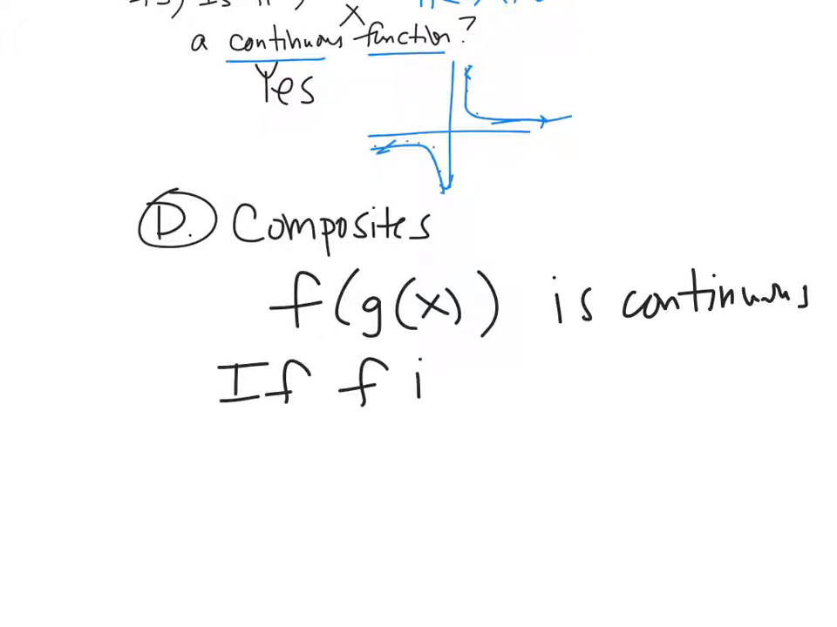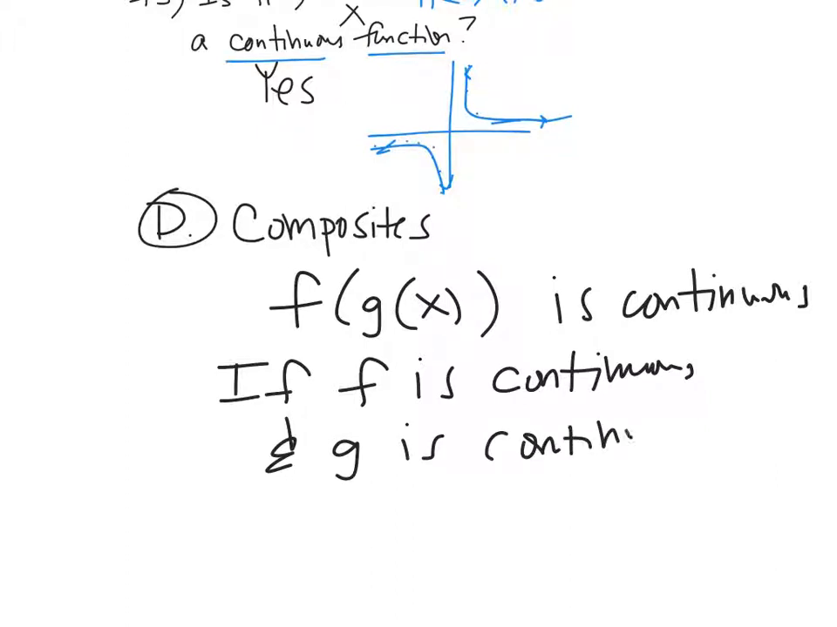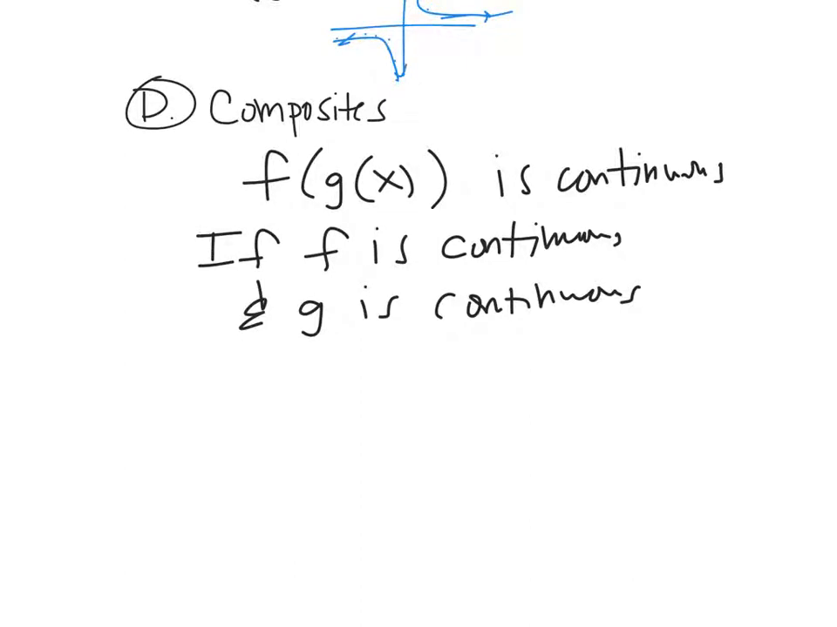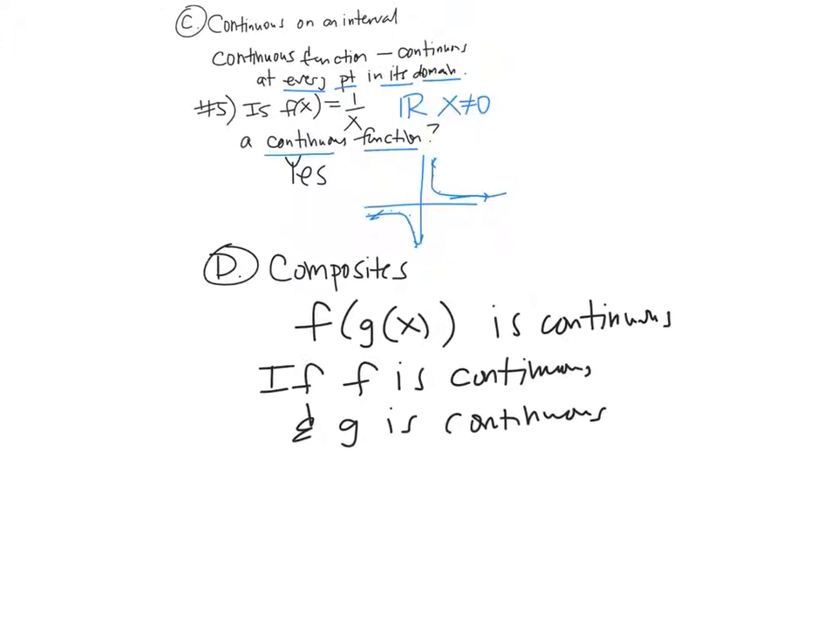If f is continuous and g is continuous. So you might not know what the graph looks like itself, or you might not get your calculator to find out if it's a continuous function. But if you know parts of it are, then it's going to be continuous. So let me go ahead and explain. Number 6.